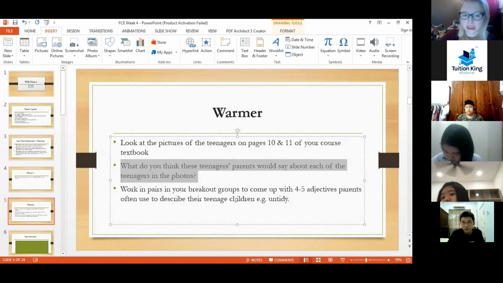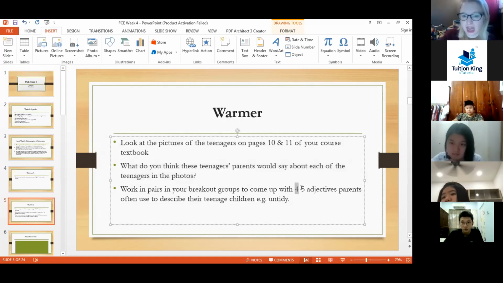So if you look at these pictures and then just make some notes privately, and specifically, I want you to think of 4 to 5 adjectives that parents often use to describe their teenage children. An example I put on the slide is untidy. So you've got 4 to 5 adjectives, and if you do this by yourself, and then I will put you into pairs to discuss and share your ideas.